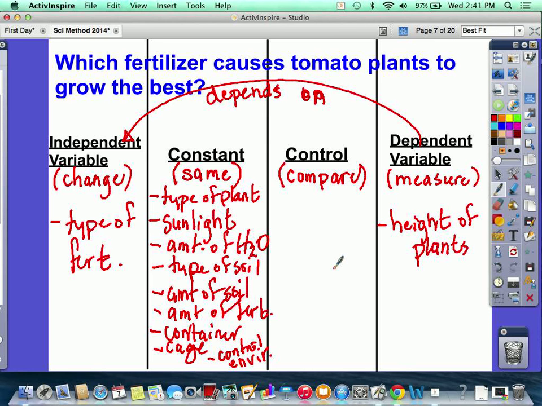Now, let's think about our experiment. What would be the control in this experiment? What are we going to compare the plants that got the fertilizer to in this experiment? Would you talk about that with your table group?